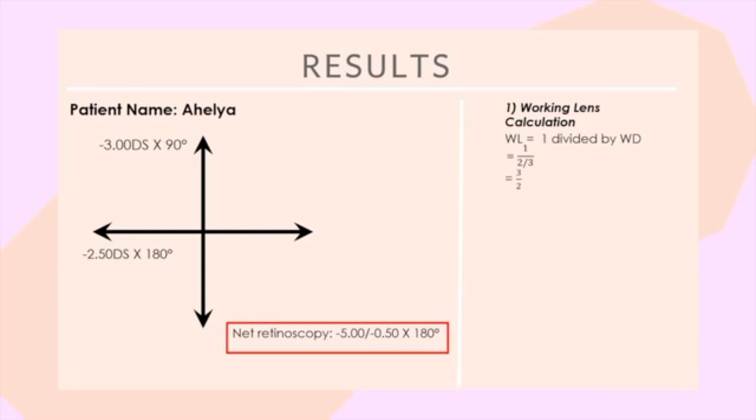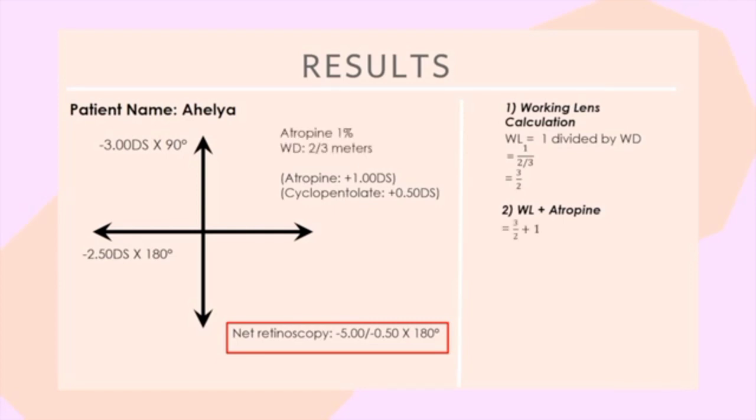If a cycloplegic agent is used, you have to compensate for this by adding it to your working length. 1 for atropine and 0.5 for cyclopentolate. We use atropine, so we're going to add 1 to our working length. That gives us 2.5. We have all the information we need for step 3, so now comes the fun part.